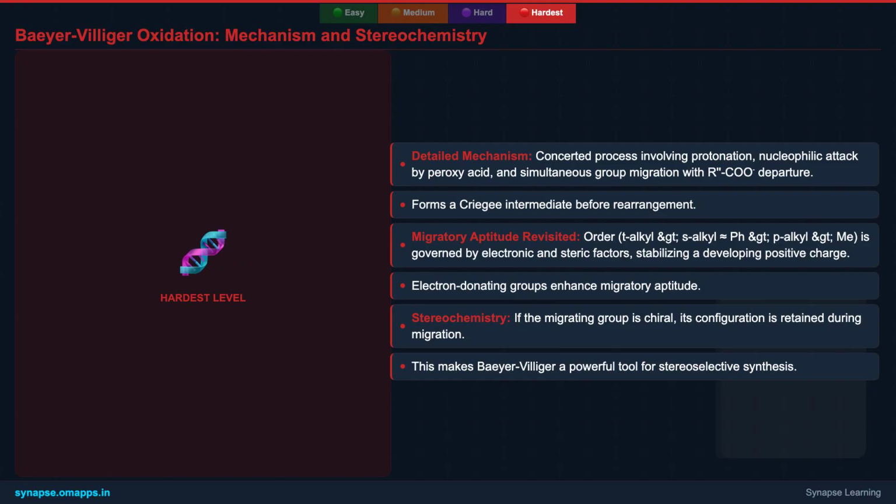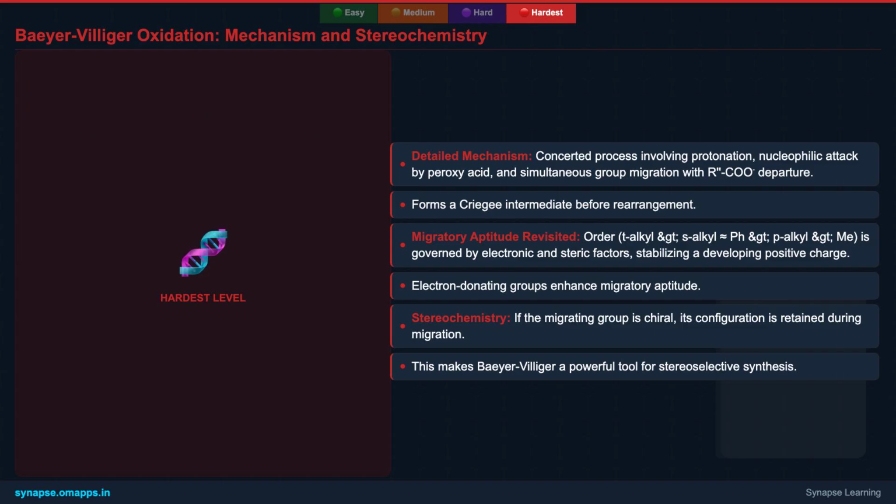This reaction is a concerted process. It begins with the protonation of the ketone's carbonyl oxygen, which activates it for nucleophilic attack by the peroxy acid. A Criegee intermediate is formed, which then undergoes a synchronous rearrangement. The carboxylic acid portion of the peroxy acid departs, and simultaneously, one of the alkyl or aryl groups migrates from the carbonyl carbon to the oxygen atom that came from the peroxy acid.